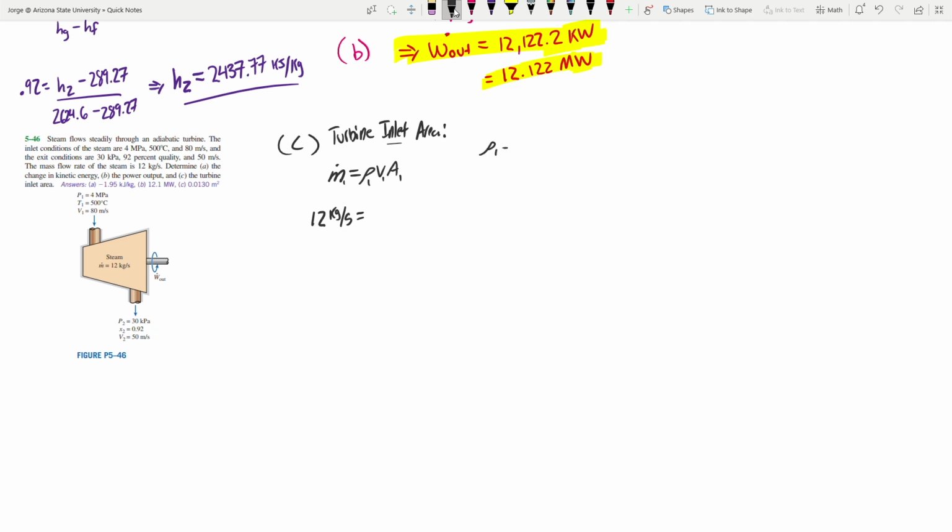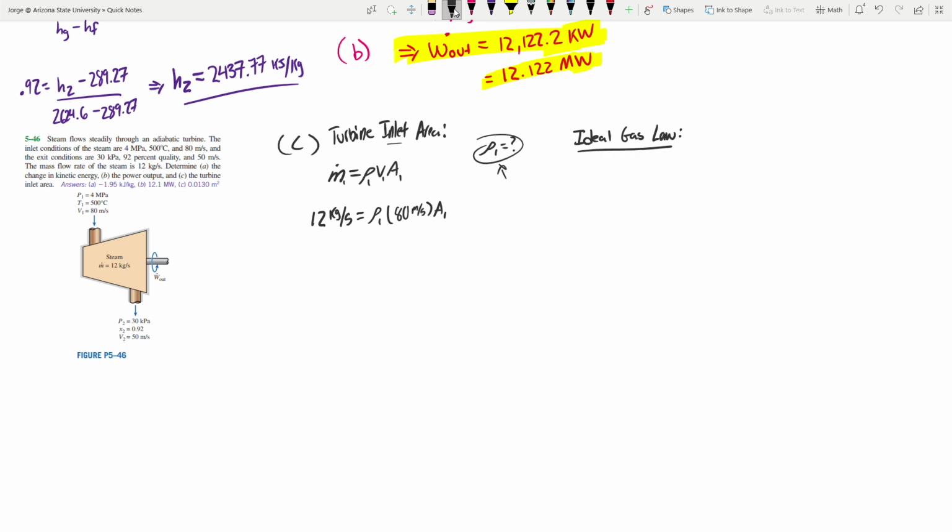Rho 1, we don't know. So we'll leave that as an unknown for now. Velocity 1, obviously, is 80 meters per second. And then obviously we're trying to find A1. So the question is, how do we get this rho 1? So what we can do here actually is we know the pressure initially and we know the temperature initially. So really we could find the density. And the way we can approach that is we can use the ideal gas law.